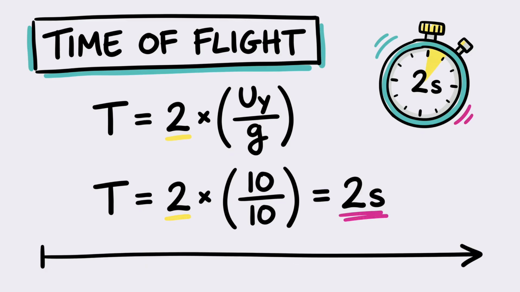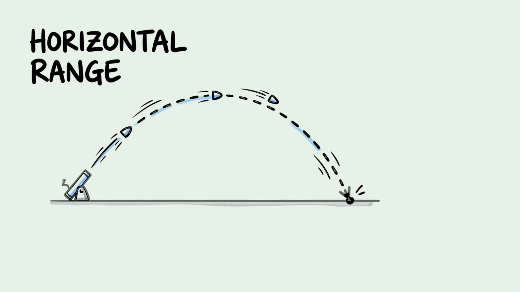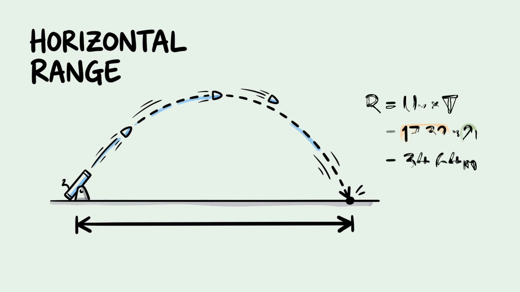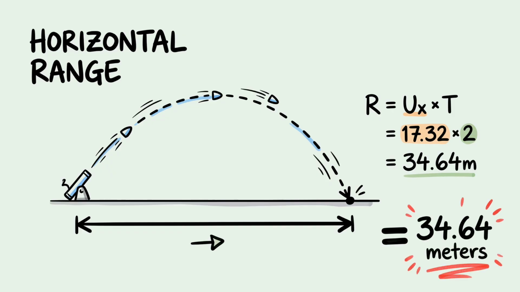Finally, the horizontal range. This is simply the horizontal velocity multiplied by the total time of flight. So, that is 10 root 3 meters per second times 2 seconds, yielding approximately 34.64 meters as the final horizontal range of our projectile. So, there you have it.